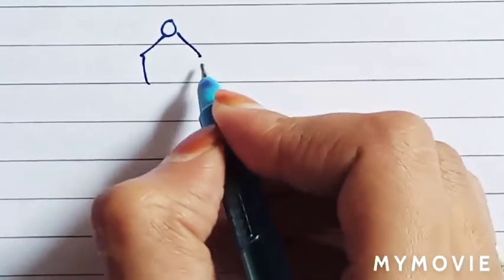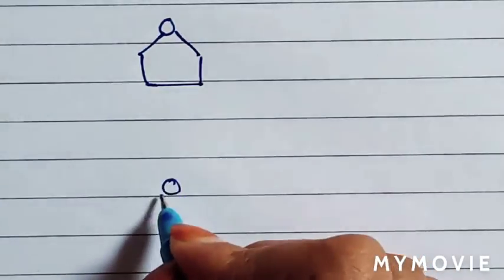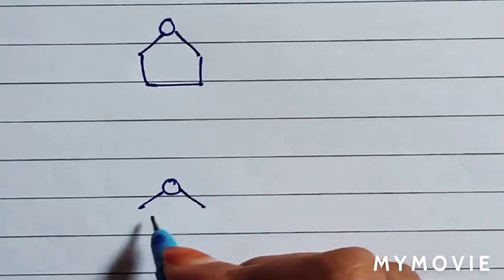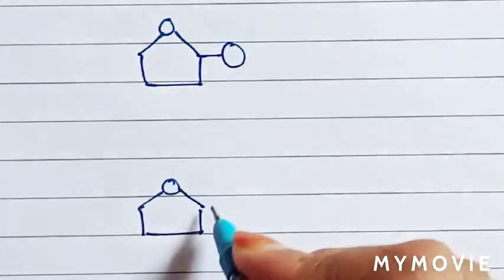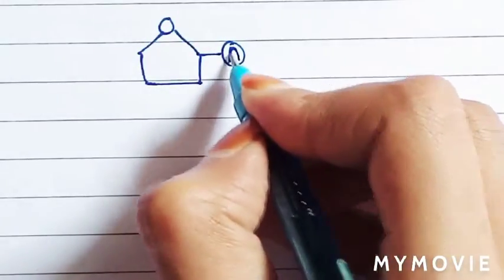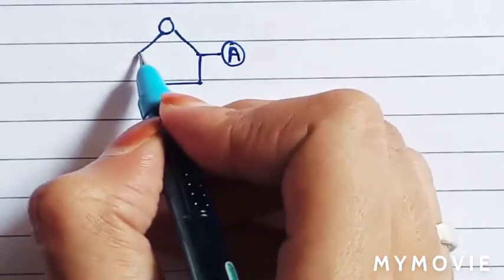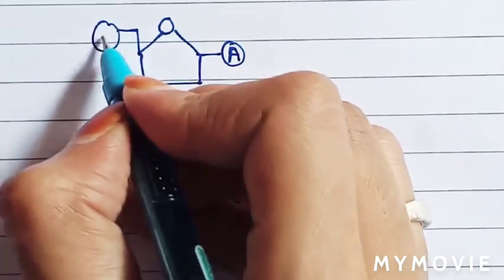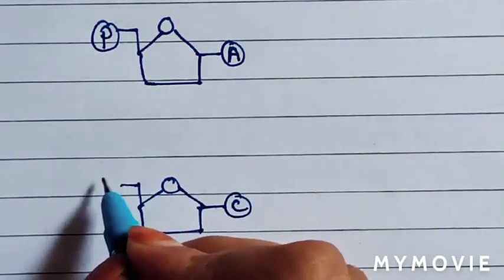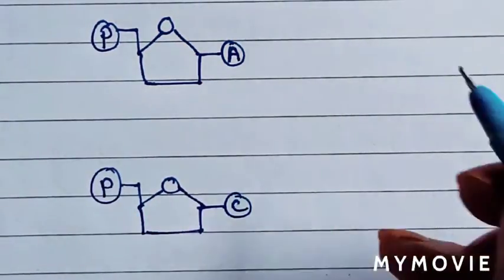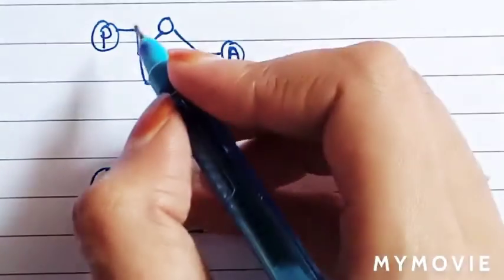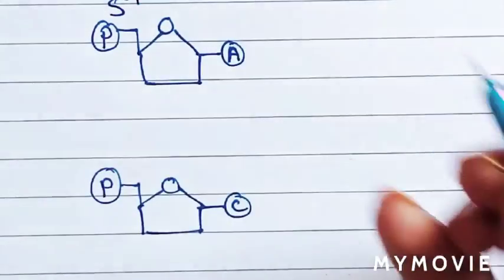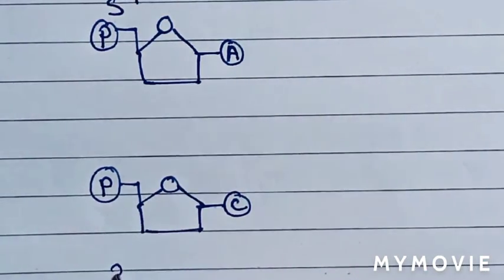Here you can see the pentose sugar, here another pentose sugar. We know that at the first carbon the nitrogen base gets attached, so we will attach here adenine, here cytosine. At the 5th carbon we know the phosphate group is attached, so we will attach here the phosphate group. Now here the 5th carbon is free, so we will write here the 5' end. Here the 3rd carbon is free, so we will write here the 3' end.